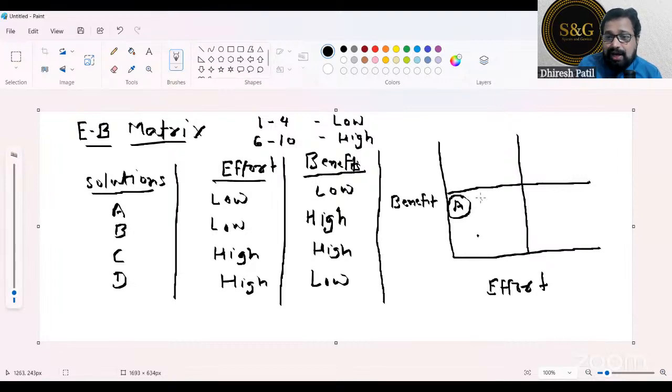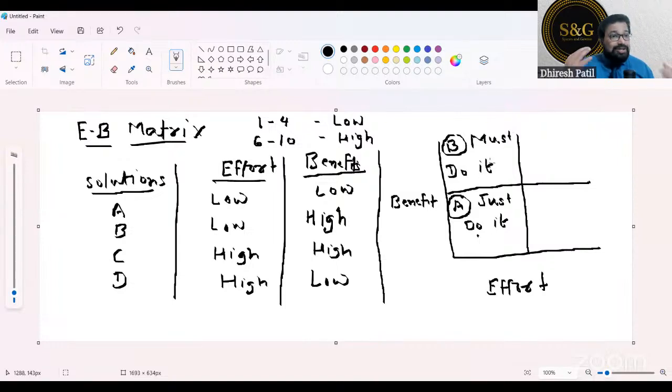Those solutions are called just do it solutions. Just do it. Those are called just do it solutions, which means you don't have to think about it. Just go ahead and do it. All right. The next criteria, the B criteria, will come here, where efforts are low, but the benefits are very high. Those are called must do it solutions. You must implement it. Those ideas you must implement. You should not drop them.